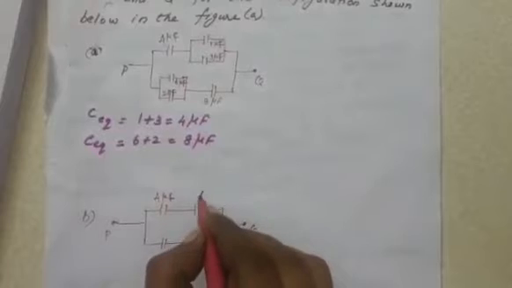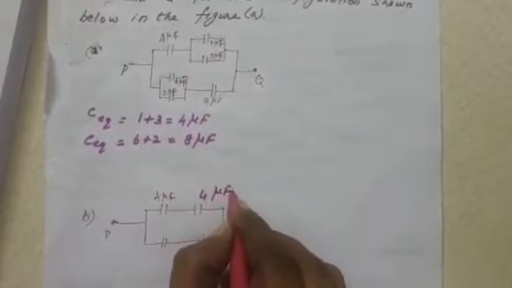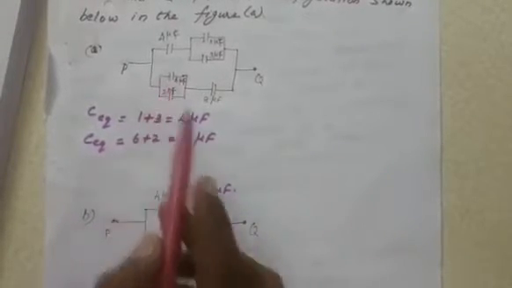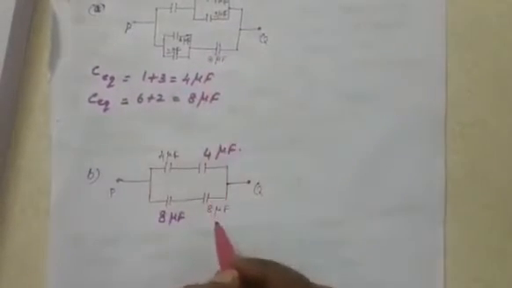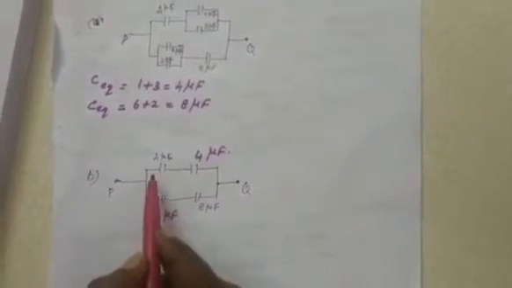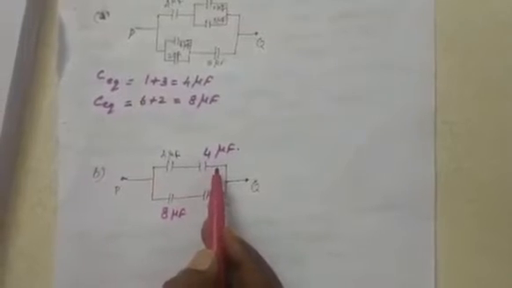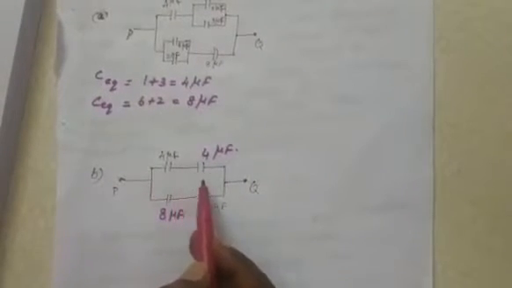So in this diagram, these two combine and become 4 microfarad. This one also becomes 4 microfarad. These two combine and become 8 microfarad. Here, the one already present is 8 microfarad. So this diagram is simplified into this type. Then this 4 microfarad and this 4 microfarad are connected in series.